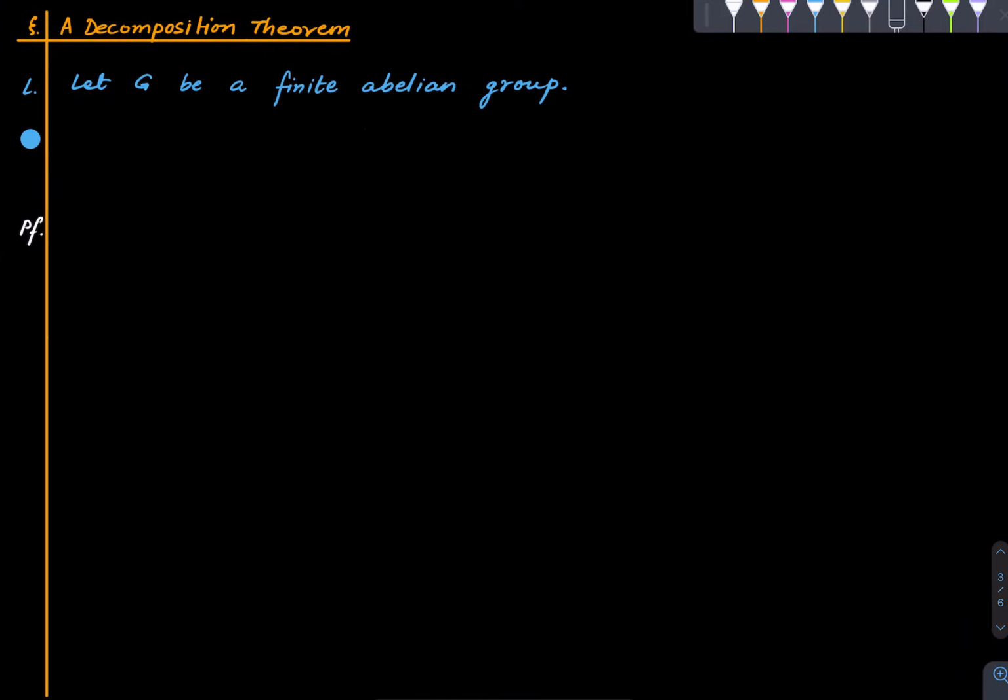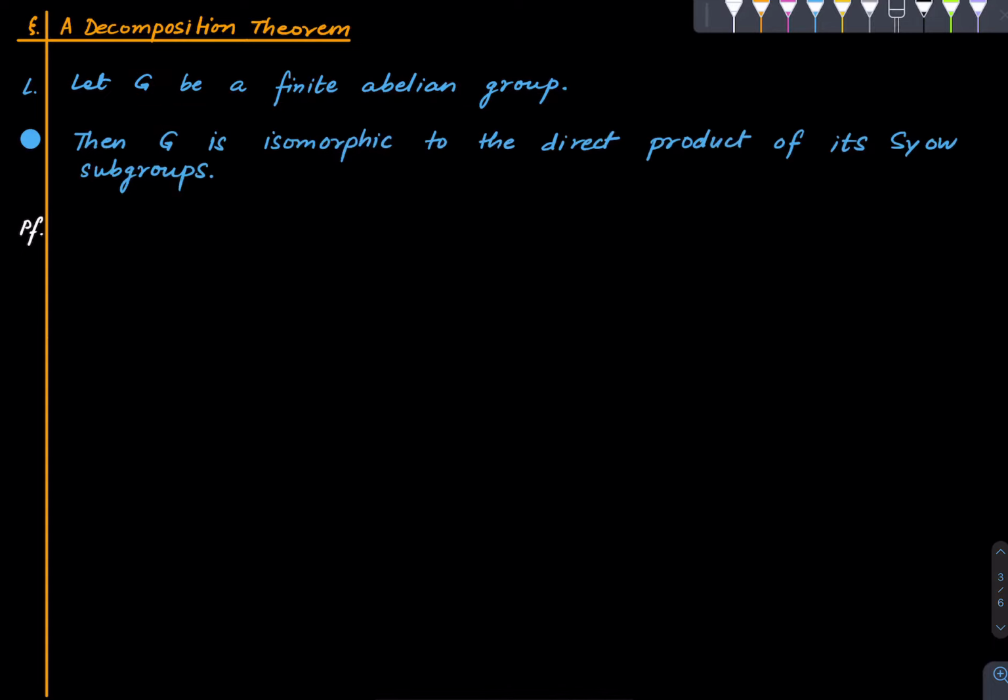So this is the main theorem. We start with any finite abelian group. Then we claim that G is isomorphic to the direct product of its Sylow subgroups. So collect all the non-trivial Sylow subgroups for varying primes p, and then take the direct product. Then this product group is isomorphic to the original group. All right, so let's get started.